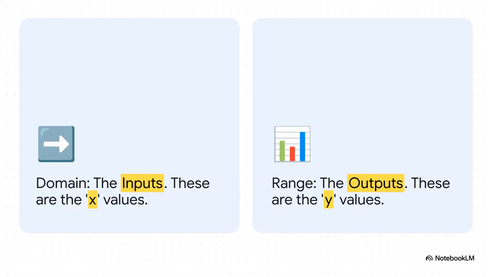So let's lock this in. In the world of functions, our inputs, the numbers from the domain, we just call those the x values. And our outputs, the numbers in the range, those are our y values. You put in an x, you get out a y.